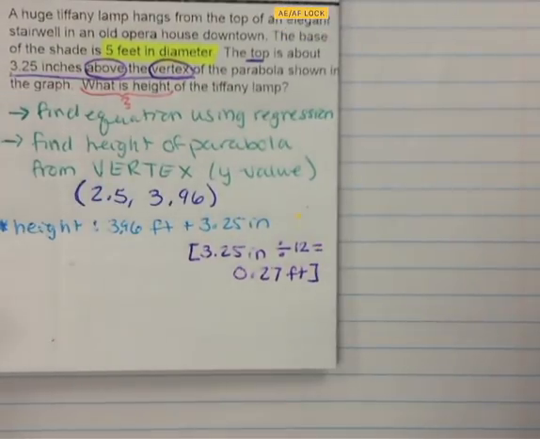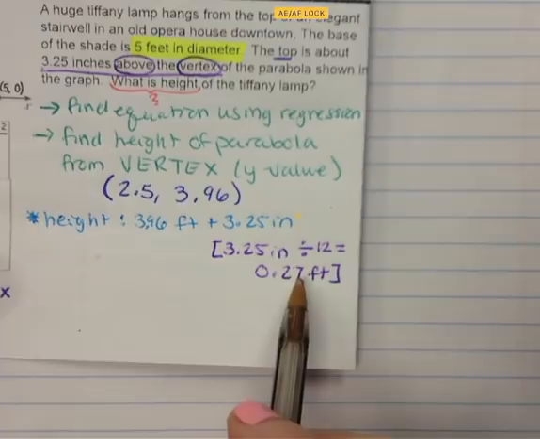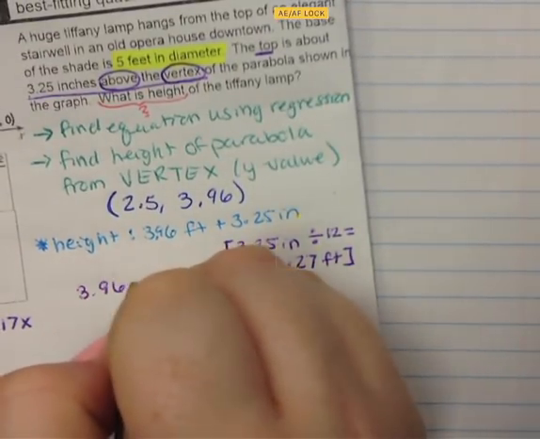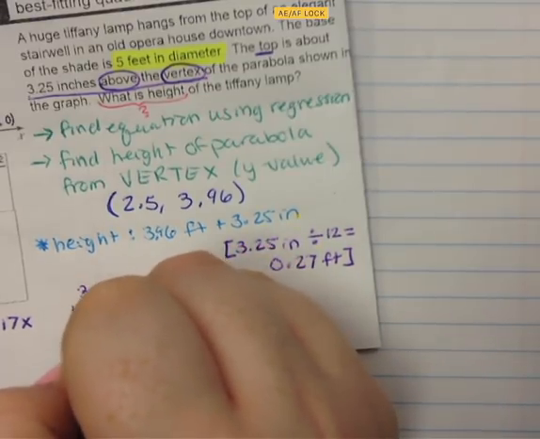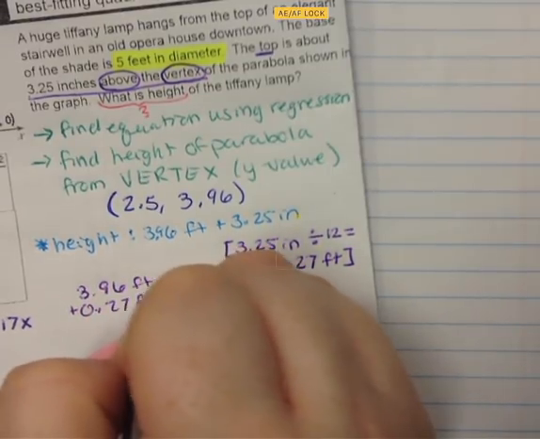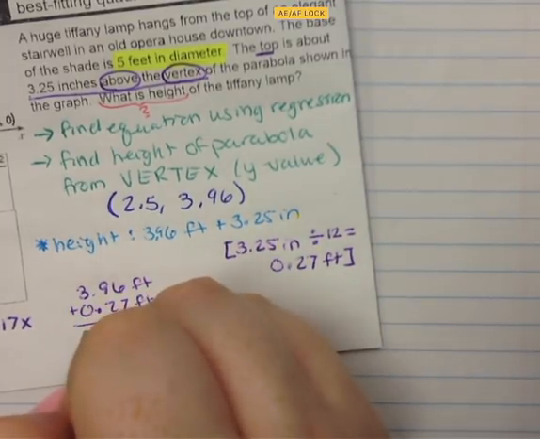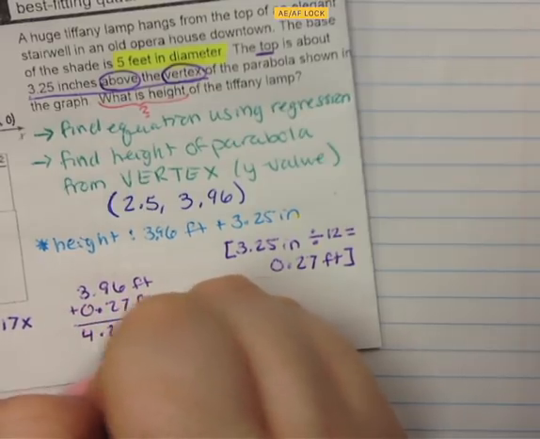So now we can actually add our height of our parabola plus our 27 hundredths feet. So 3 96 hundredths feet plus the 27 hundredths feet is equal to 4 23 hundredths feet.